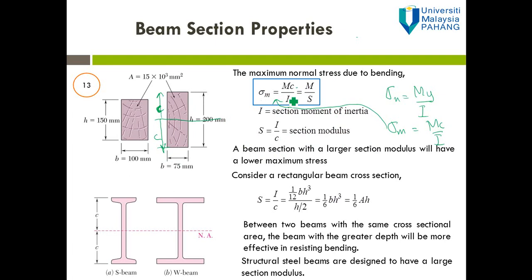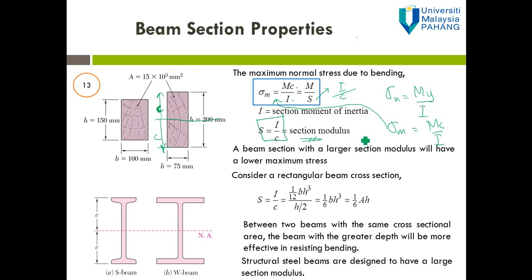Since the bending stress sigma m is influenced by two parameters, c and I, it is better to rearrange the equation to become sigma m equal to M over S, where S is equal to I over c. This I over c is called the section modulus.